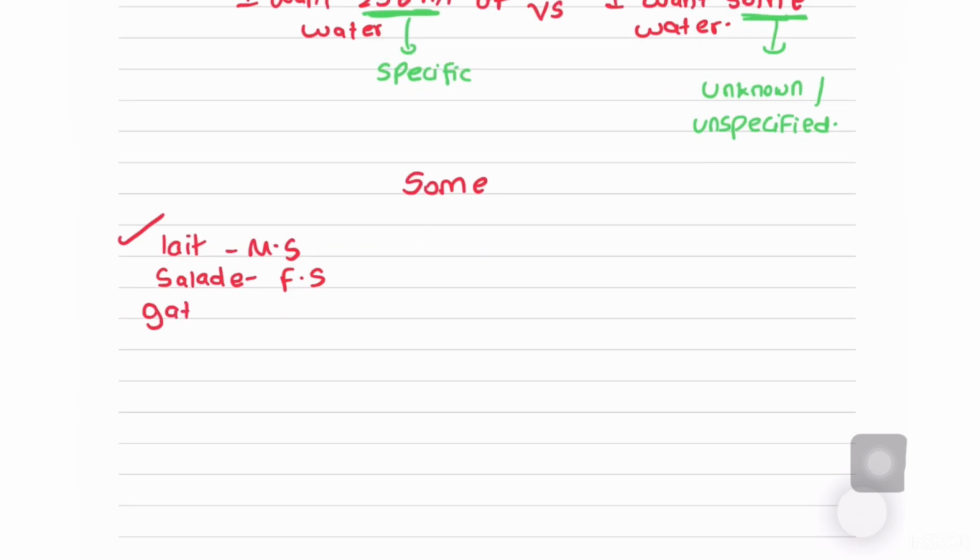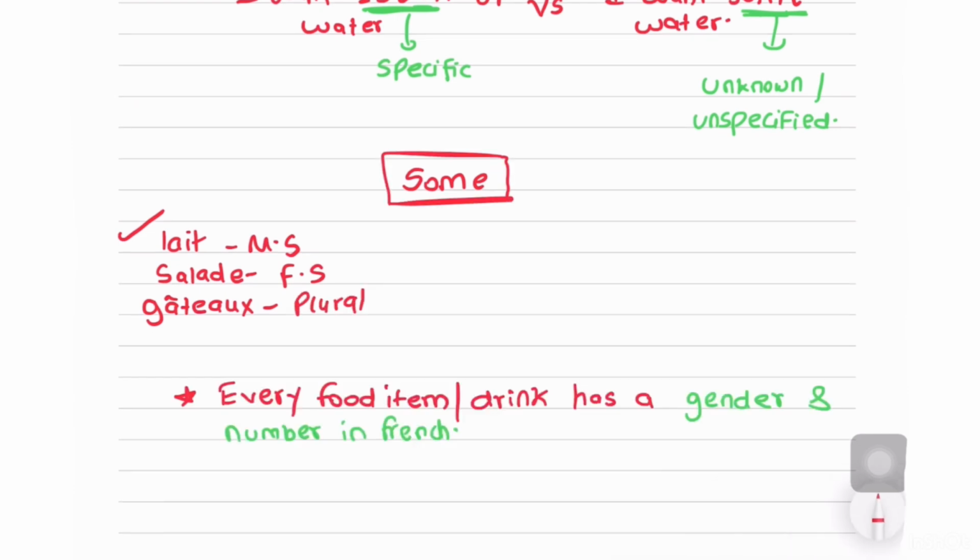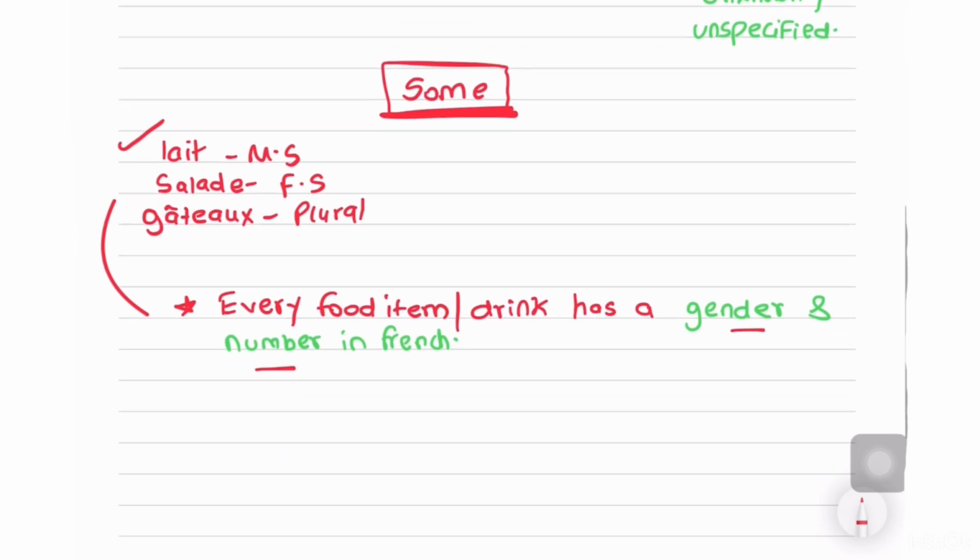If I say gâteaux, it means cakes, right? Maybe more than one cake. So it becomes plural. So every food item or drink has a gender and number in French. That much we've understood, right? Through these examples. Now, why do we need to know that? We need to know that because this word some, that is our article partitif, it changes according to the gender and number. We'll come to that now.